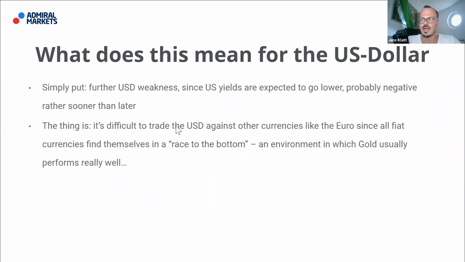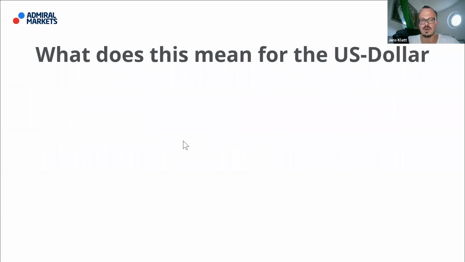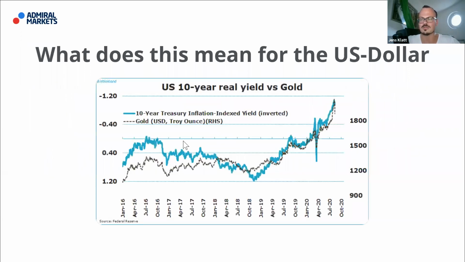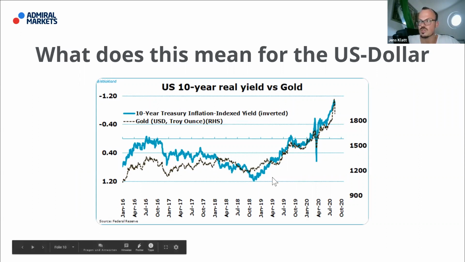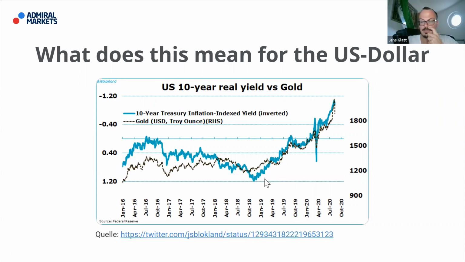And now we want to have a look at this race to the bottom aspect from a real yield perspective. What we have here is data from the Fed, and also a chart which was created by Jerome Blokland again. So we have 10-year US inflation-indexed yields, inverted, in turquoise blue, and you have gold in black.